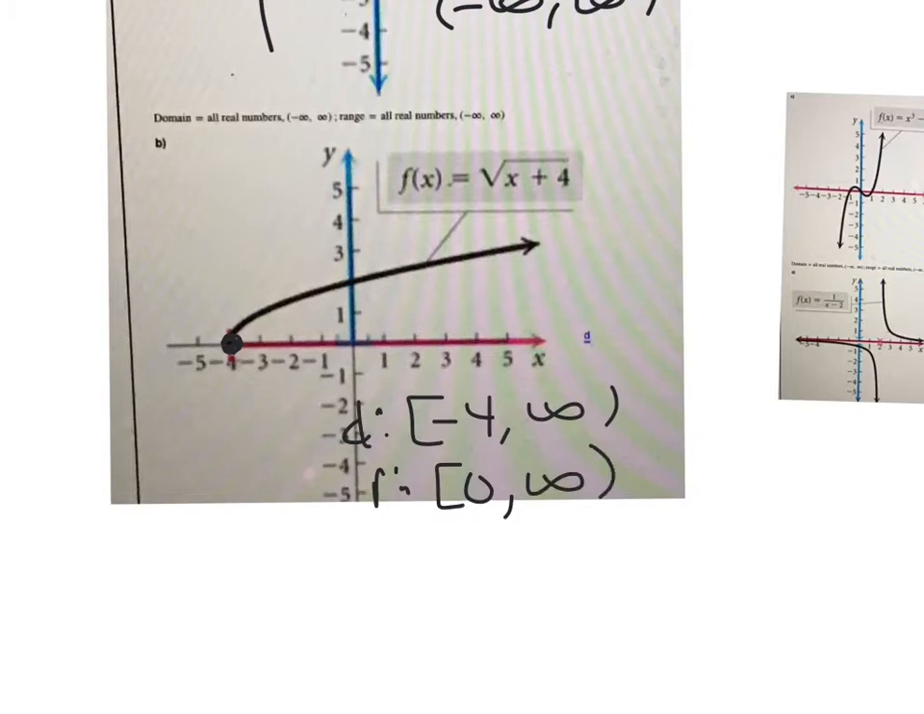So your domain is how far left and right your graph's going. And make sure you write it left to right. Your range is how far up and down your graph's going. You're going to write that one down to up. Let's look at a couple more. Make sure we got that pretty good.